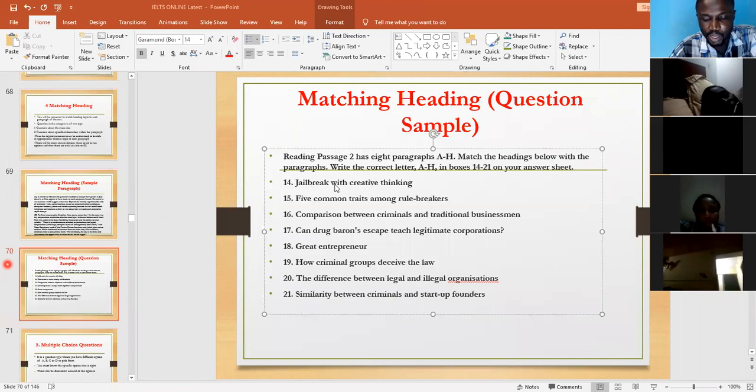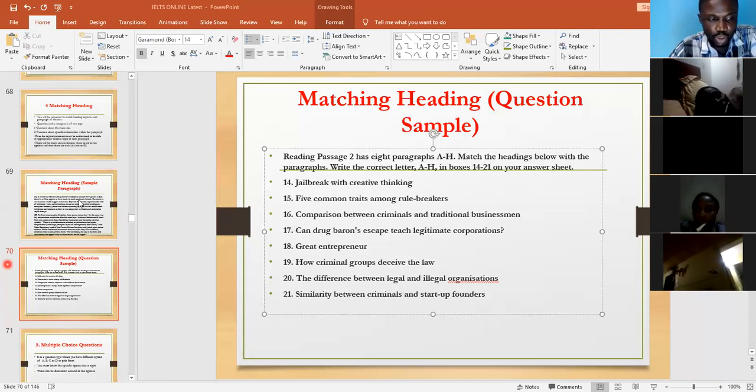So these are the questions. Jailbreak with creative thinking. So you will need to read a particular paragraph, and a particular paragraph will be talking about jailbreak with creative thinking. Another paragraph will talk about five common traits among rule breakers. 16 is saying comparison between criminals and traditional businessmen. And 17 is saying, can drug barons teach legitimate corporations, and so on and so forth.